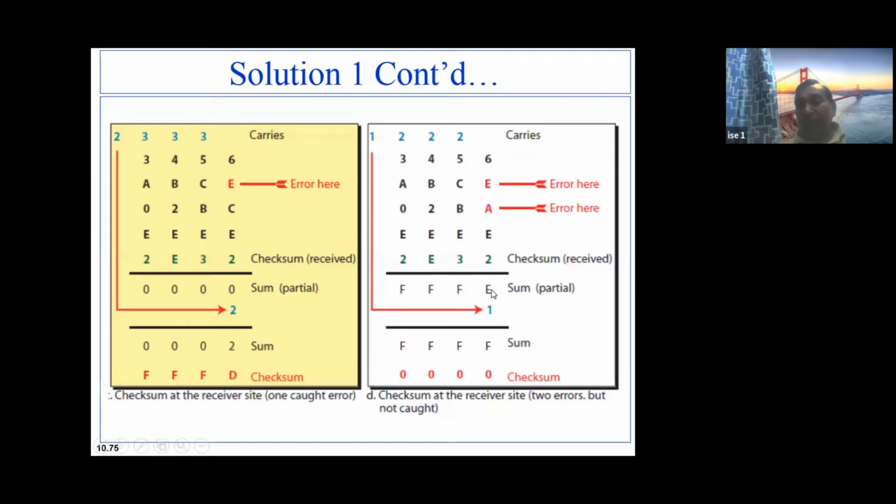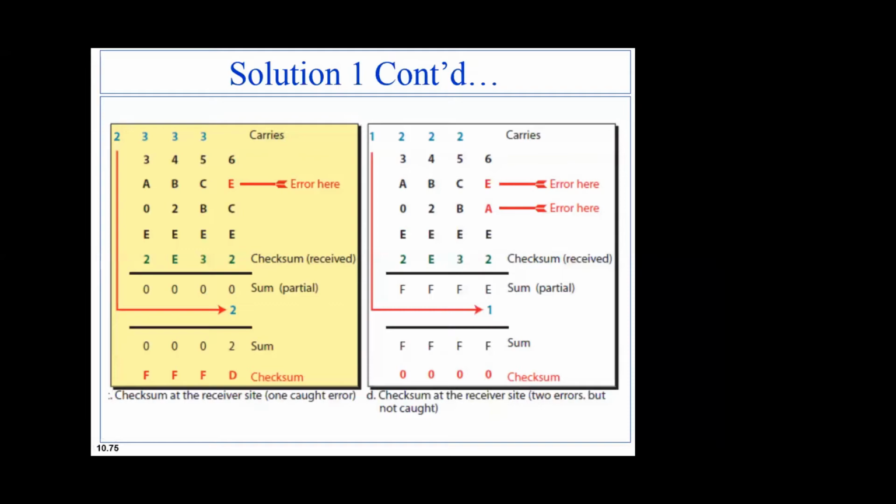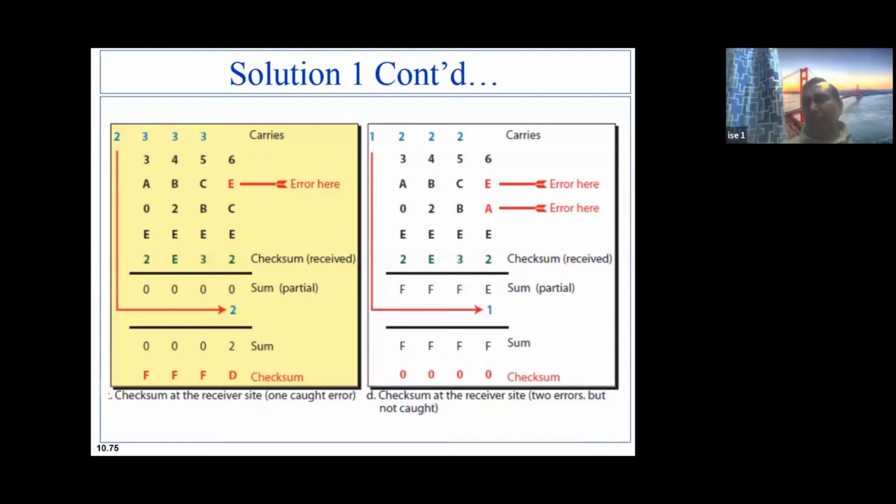But still the data is being accepted because I am getting finally F, F, F, F. When I once complement it, I'll be getting 0, 0, 0. So though I have received erroneous data, you got the idea? Still it will be accepted. Have you understood this? Yes, sir.